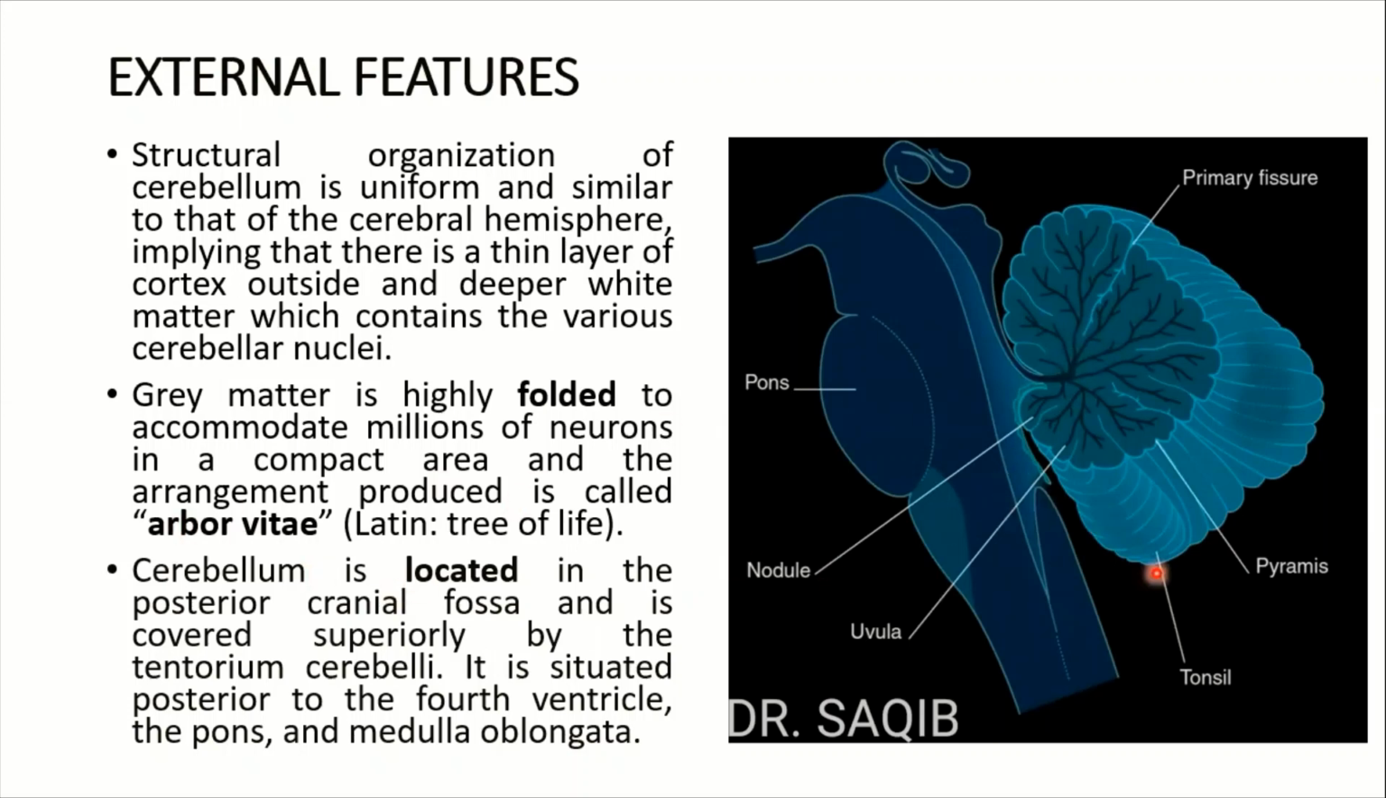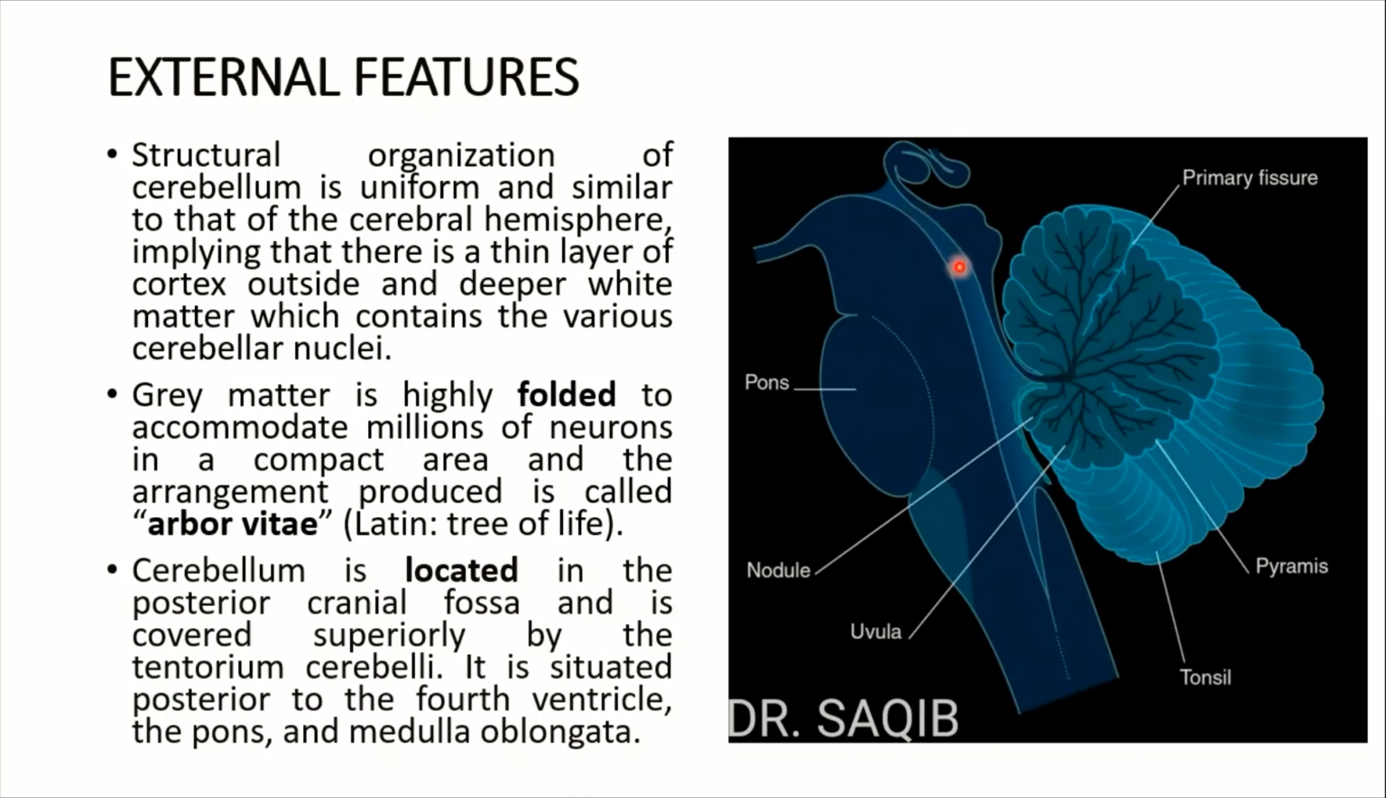So I told you already, the cerebellum is located in the posterior cranial fossa, covered superiorly by the tentorium cerebelli. And here you see the relations again. Once again, this is the medulla oblongata, and this is the pons, and above is the midbrain. The cerebellum is lying posterior to the pons and the upper part of the medulla oblongata, and also lying behind the fourth ventricle. This cavity is the fourth ventricle, which contains cerebrospinal fluid.